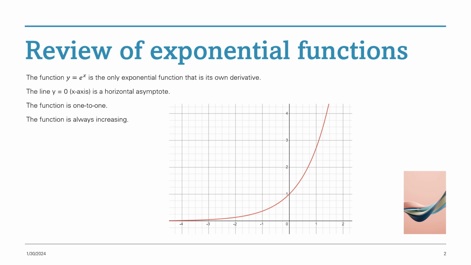With the exponential function, a reminder that when you differentiate the exponential, you get the exponential back itself. So it's its own derivative. Y equals 0 is the horizontal asymptote. One-to-one is the function type, and it's always increasing, meaning our tangents are always positive.